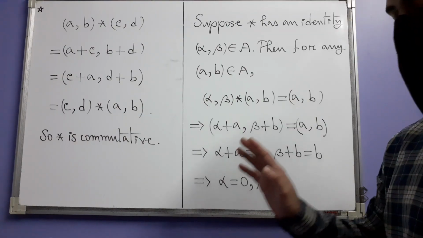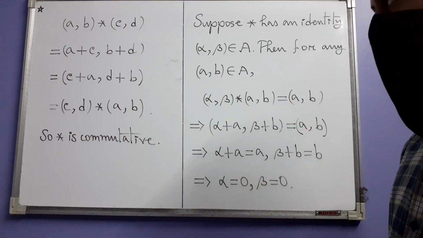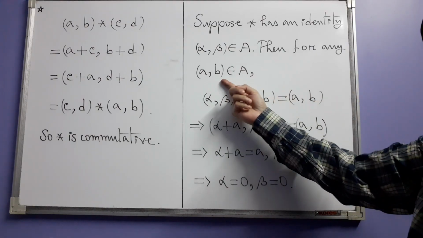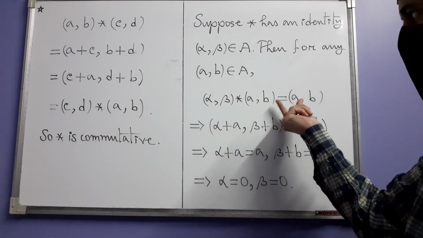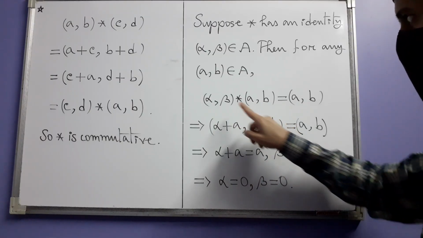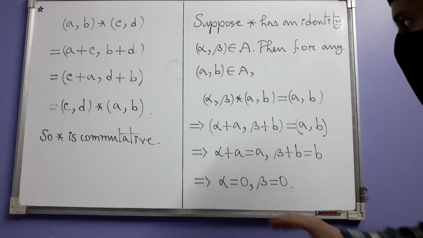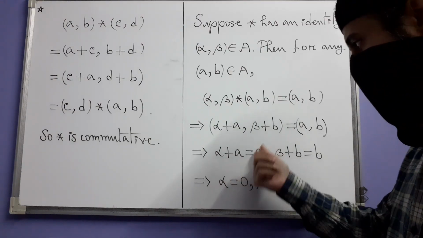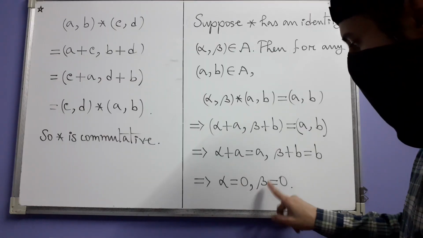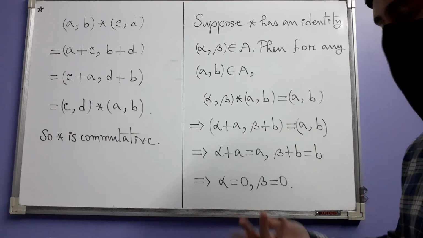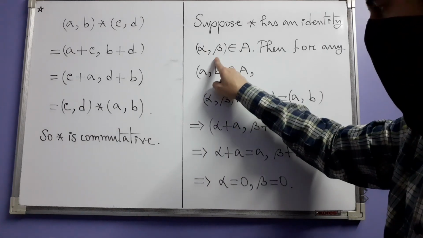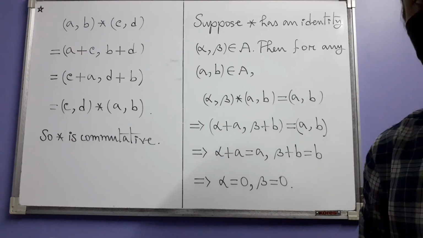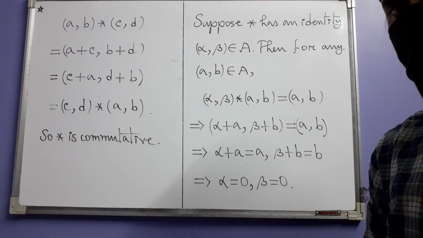And next we show that this operation star actually has no identity. And to prove that, we forcefully suppose that it has an identity, say alpha, beta in A. Then for any A, B in A, alpha, beta star A, B should be equal to A, B, which means this alpha plus A, beta plus B is equal to A, B. And this in turn means alpha plus A is equal to A and beta plus B is equal to B. So after cancelling these A's and B's, you get alpha and beta both equal to 0, which however is a problem because your alpha, beta is supposed to be an ordered pair of natural numbers, and 0 is not a natural number. So that is why your supposition is wrong, and this proves that there is no identity.